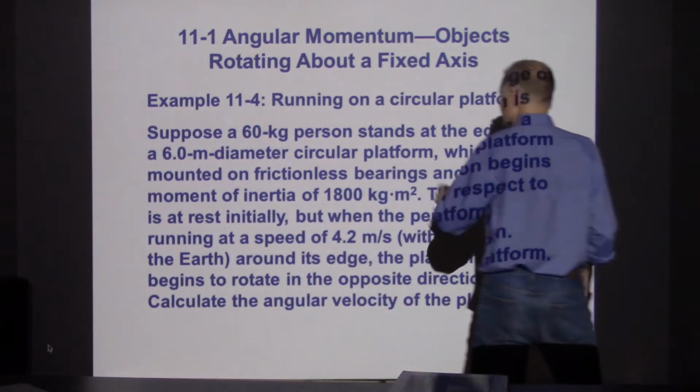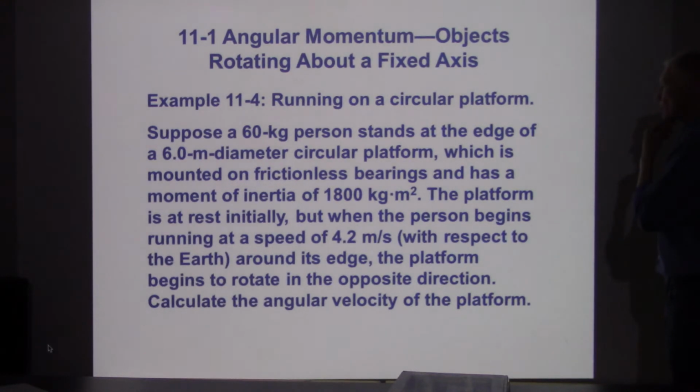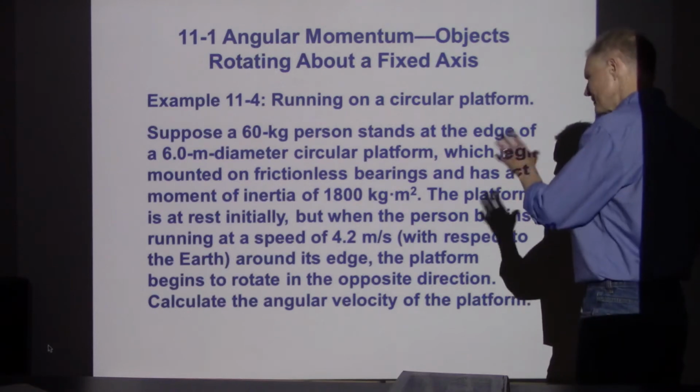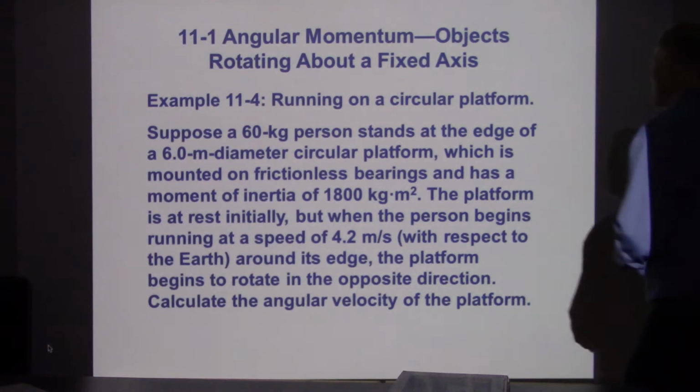The platform is at rest initially when the person begins running. So they start running, and at some point, they are moving at 4.2 meters per second with respect to the Earth. So we need an inertial frame to make these measurements from. The platform is now rotating in the opposite direction.